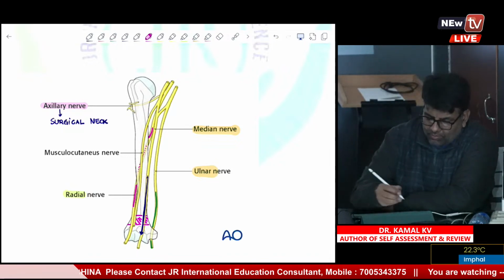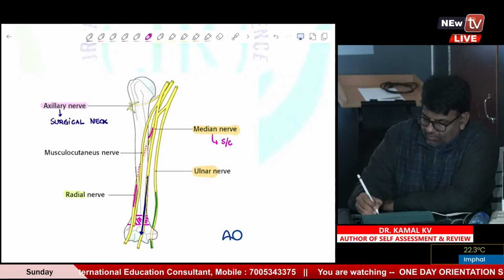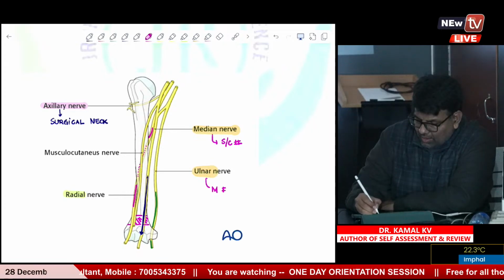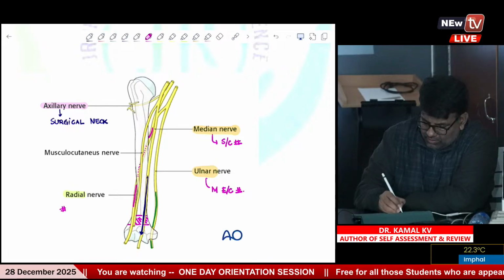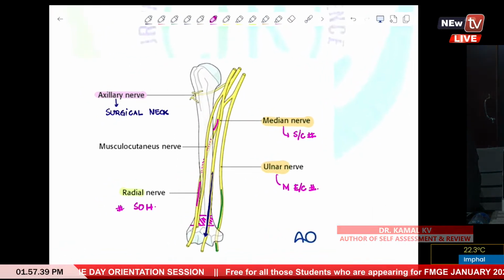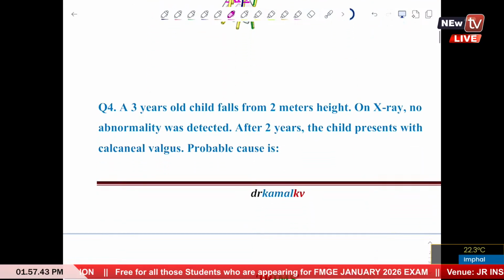So please remember, this is supracondylar fracture. This is medial condylar fracture, and this is fracture of... please remember this one. Then what is this?